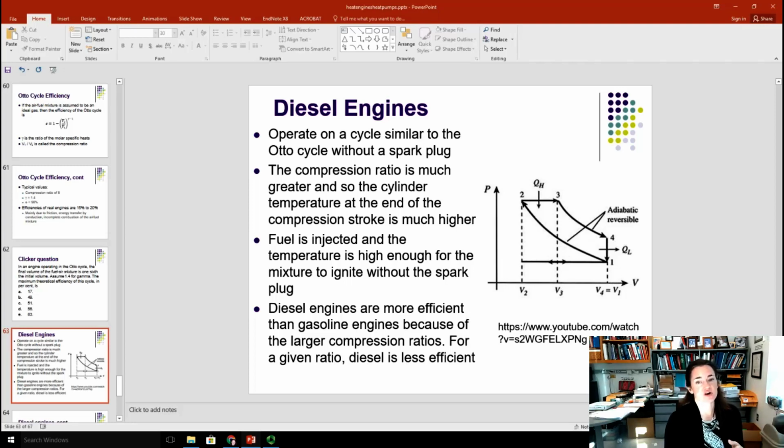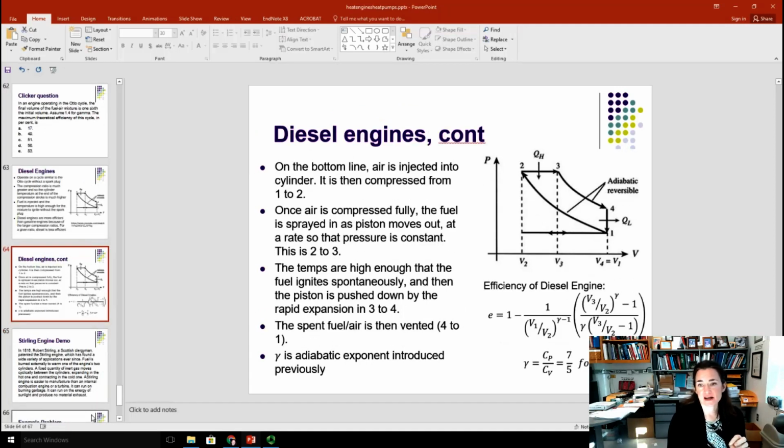Now, diesel engines are more efficient than gasoline engines because of the larger compression ratios, but for a given ratio, the diesel engine would be less efficient. If you'd like to see a video of diesel engines at work, an animation, I highly suggest that you check out this YouTube video link that I have right here.